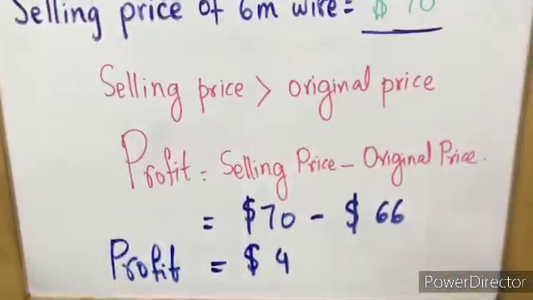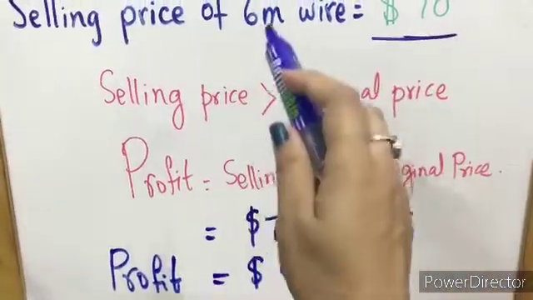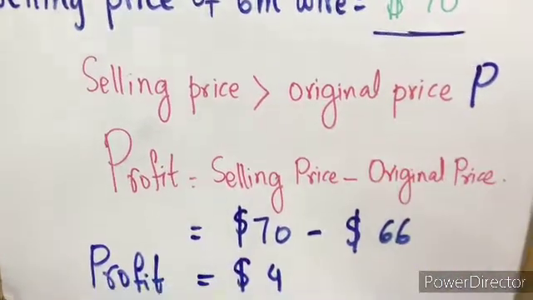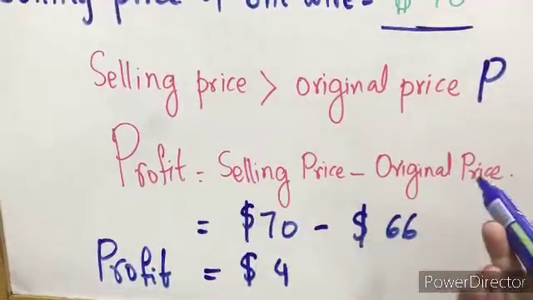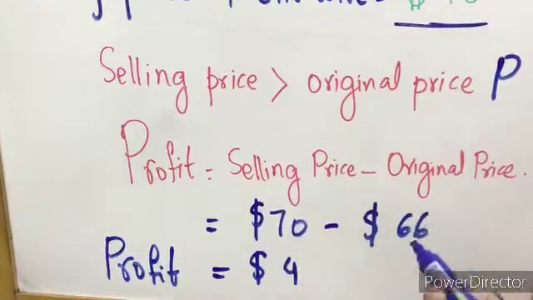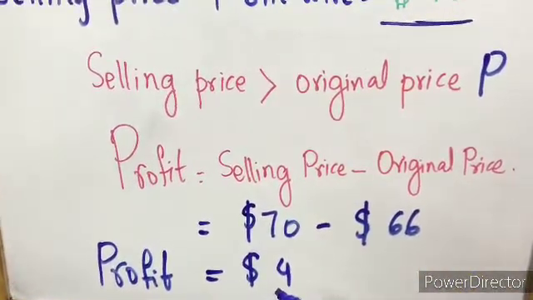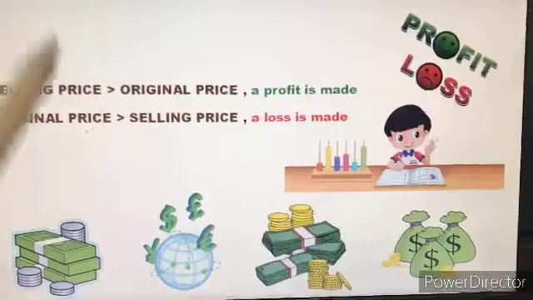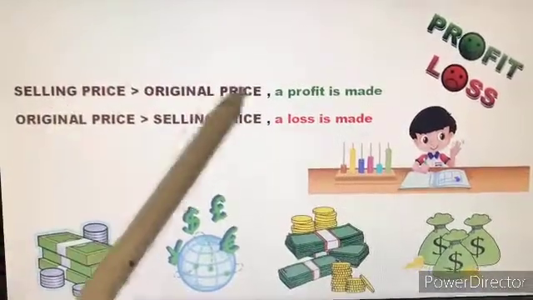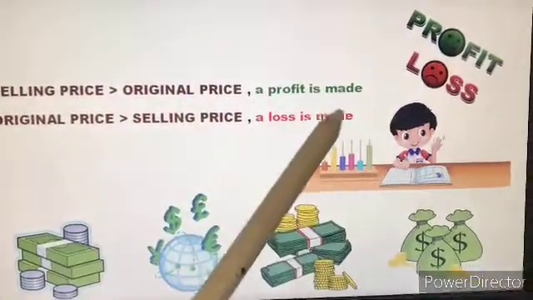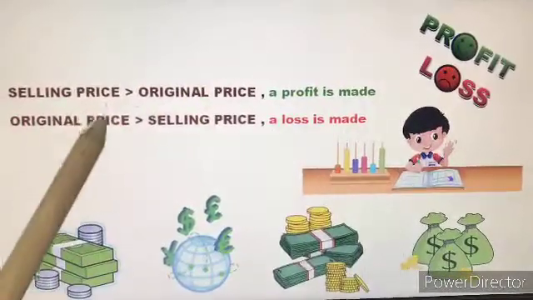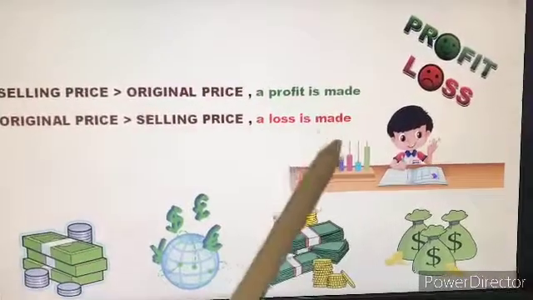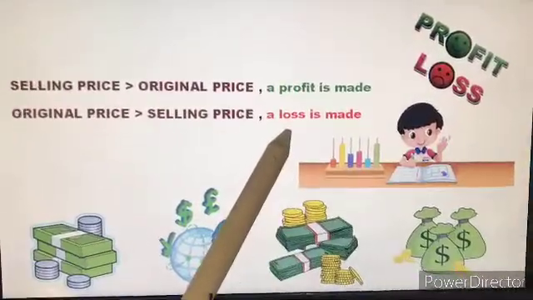Okay, clear? As you know, because if selling price is higher than the original price, so it will be a profit. And to calculate a profit, selling price minus original price, you put the selling price, you put the original price, and you calculate the profit. That's all. So what you have to keep in your mind to make a profit and a loss, if your selling price is higher than the original price, means you are going to make a profit. But if your original price is greater than the selling price, means you are having a loss. So keep this in mind.